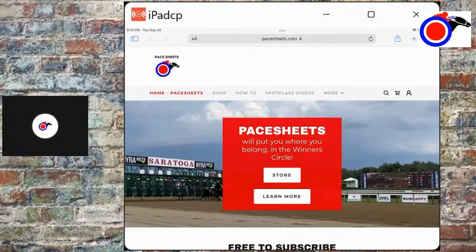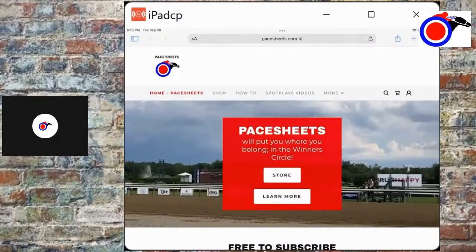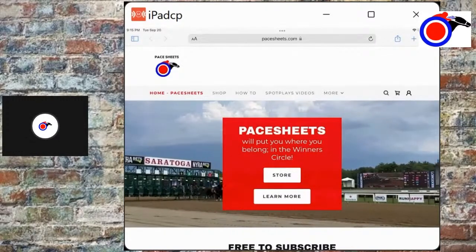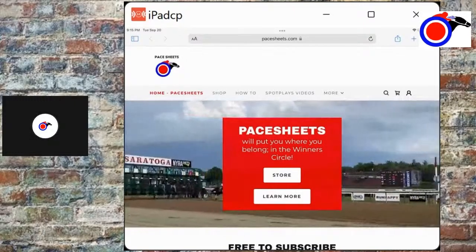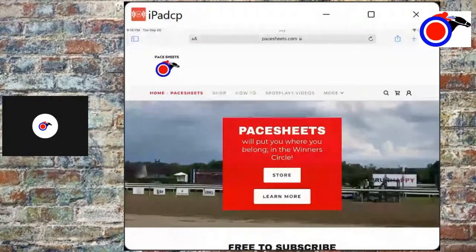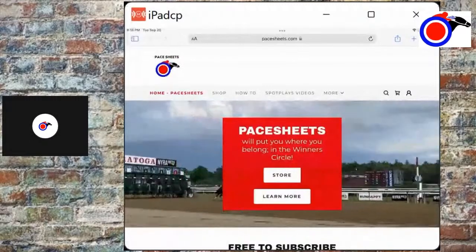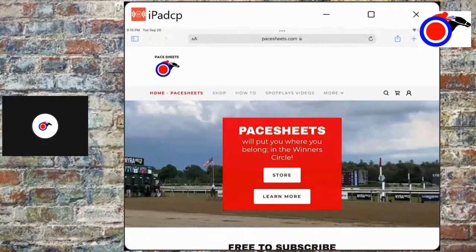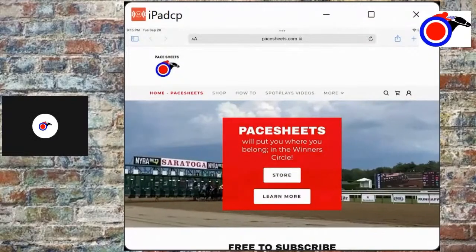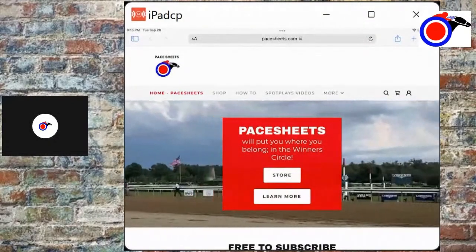So those gave you some really good examples of races that have happened recently where the pace sheets have been able to show that that horse is legit. You could find some value, you could find some favorites that maybe are vulnerable, and that's the goal of utilizing the pace sheets to pick more winners.